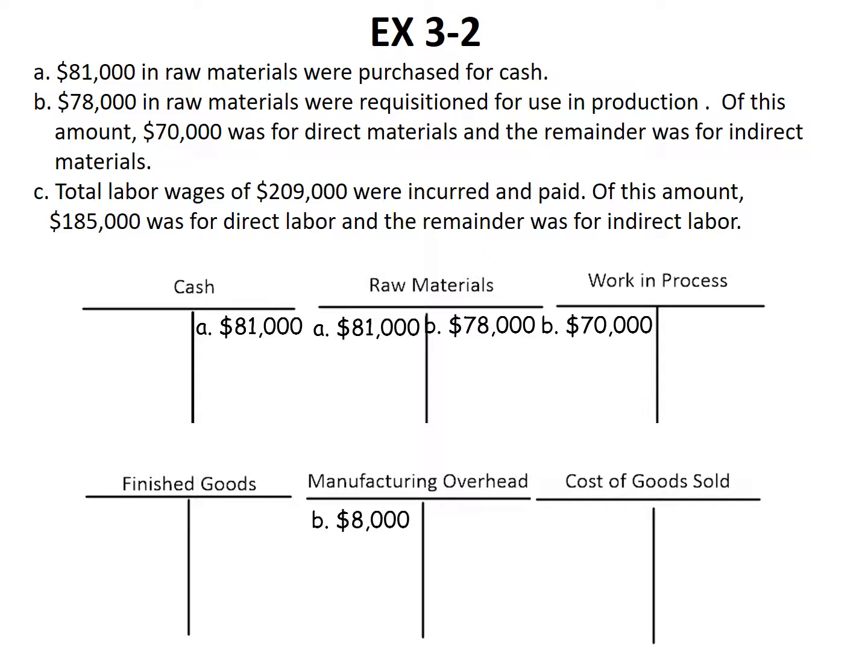So let's take a look at the journal entry for that. We're going to credit cash for the full $209,000 worth of wages we paid people. We're going to debit work in process for $185,000 and then debit the remaining $24,000 for manufacturing overhead.